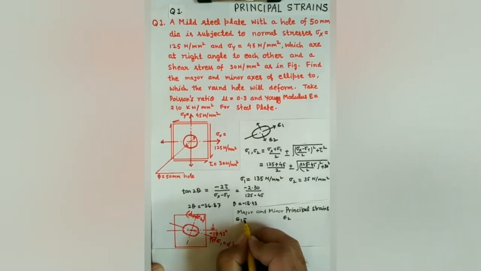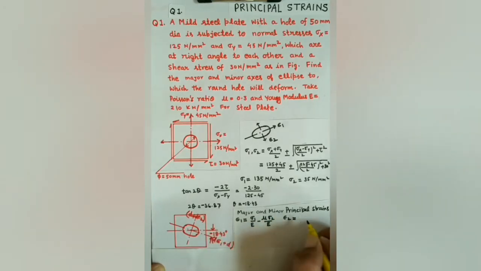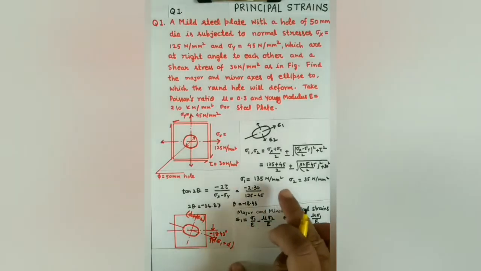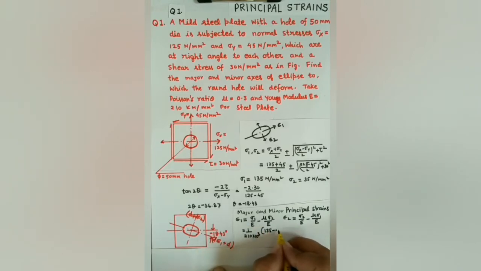So we can write epsilon 1 will be equal to sigma 1 by E minus mu sigma 2 by E. Similarly, epsilon 2 will be equal to sigma 2 by E minus mu sigma 1 by E. So putting the values of sigma 1 and sigma 2, which we have found, 135 and 35, we get epsilon 1 equals 1 over E, that is 210 into 10 cube, times sigma 1, which is 135, minus 0.3, that is mu, into sigma 2, that is 35. This gives a value of 0.000593.